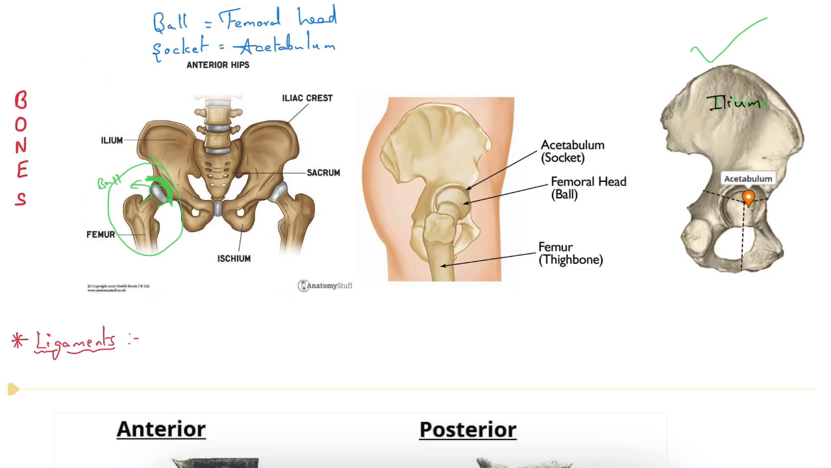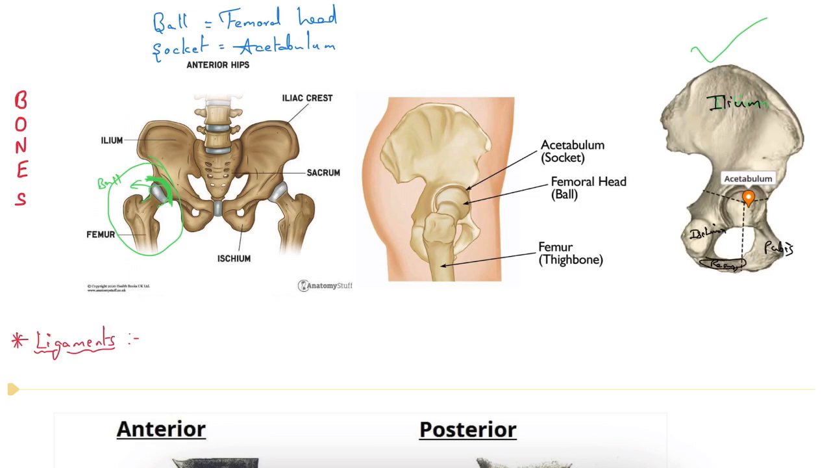And this part we call the ramus, and the ischium, and this one the pubis. These three bones form our acetabulum. So the acetabulum is formed by the ilium, ischium and pubis, and this area we can call the ramus.